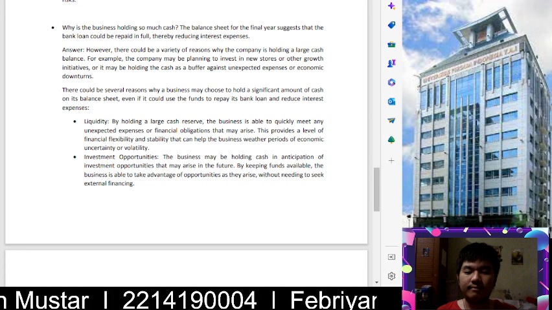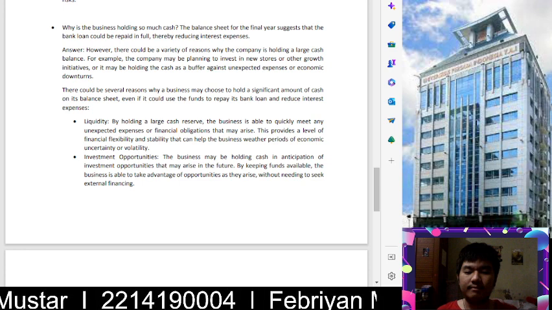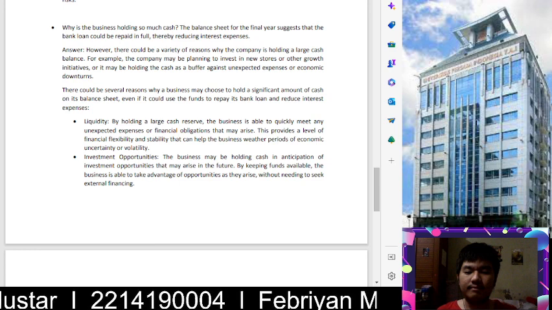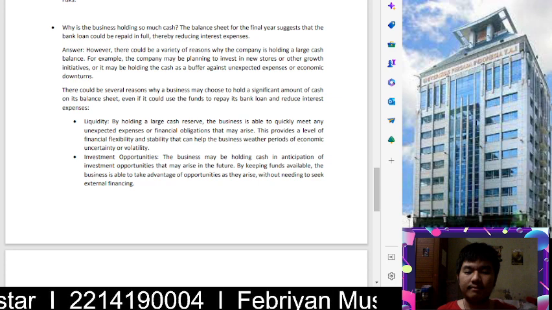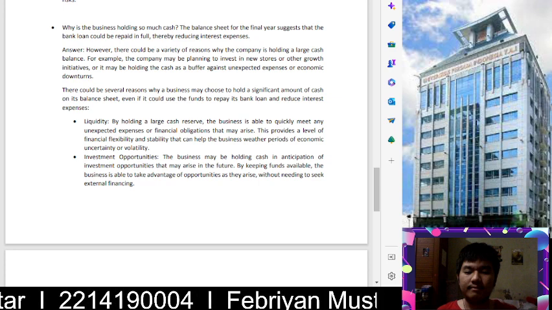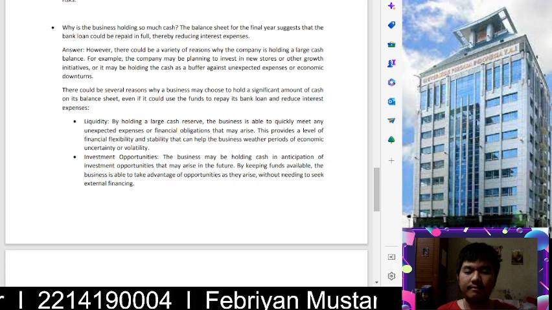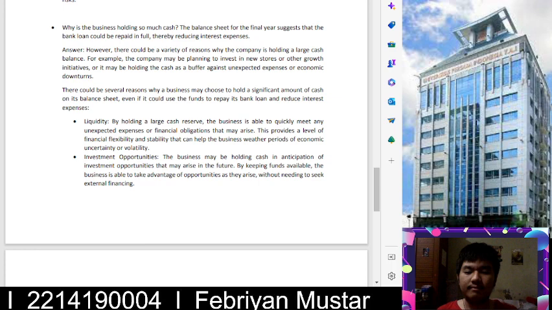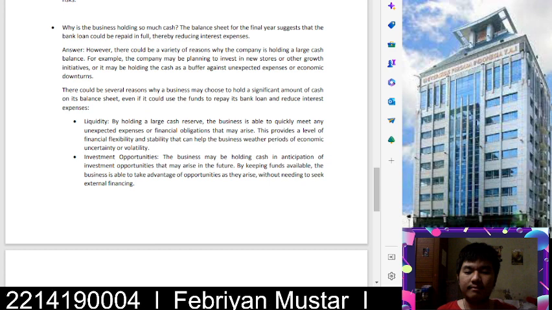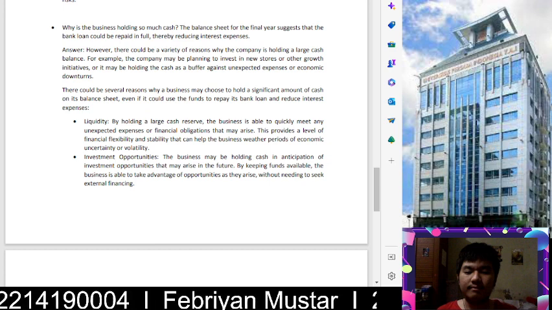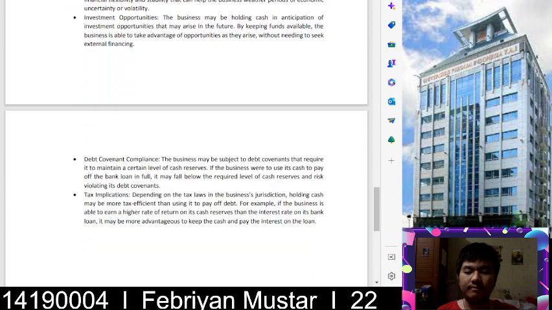Point two, investment opportunities. The business may be holding cash in anticipation of investment opportunities that may arise in the future. By keeping funds available, the business is able to take advantage of opportunities as they arise without needing to seek external financing.